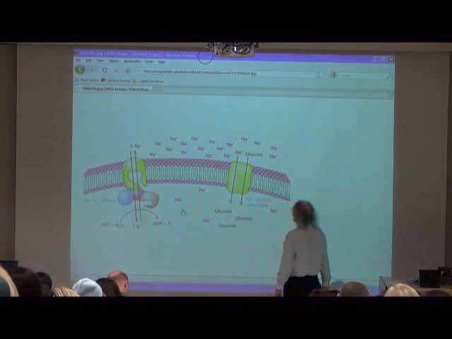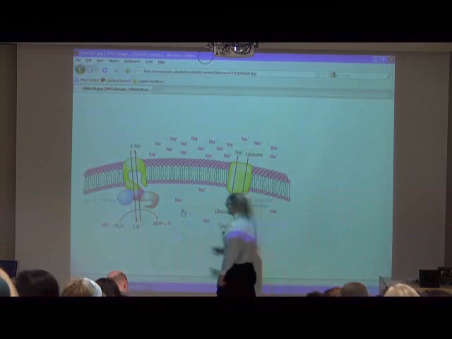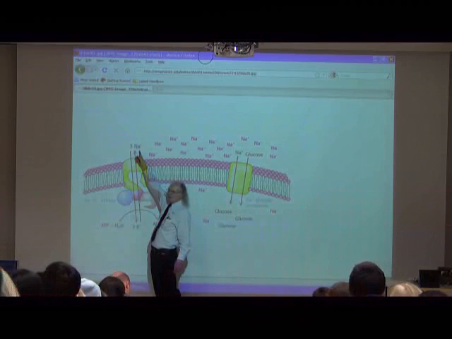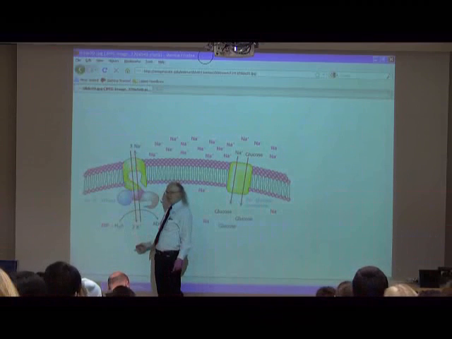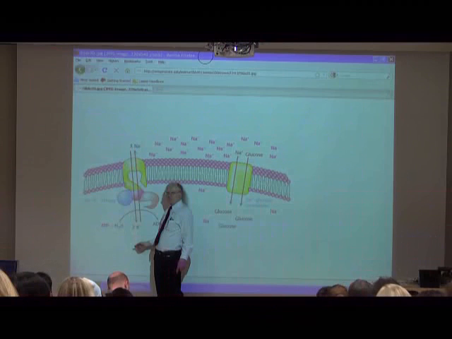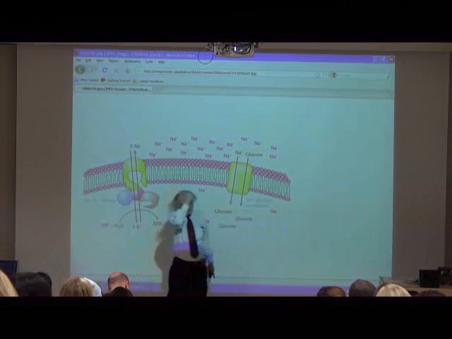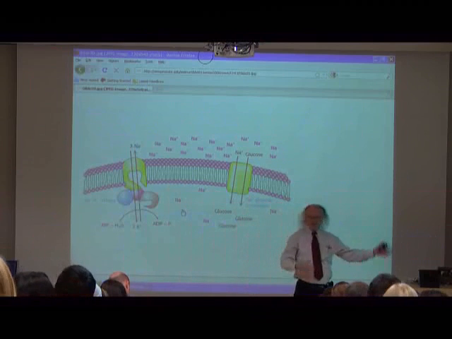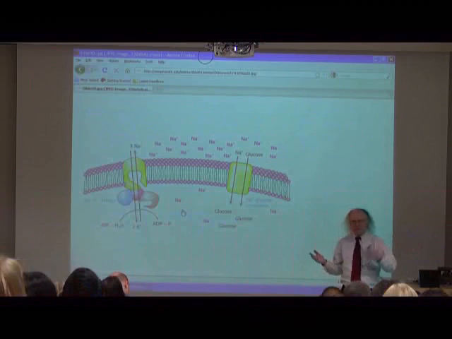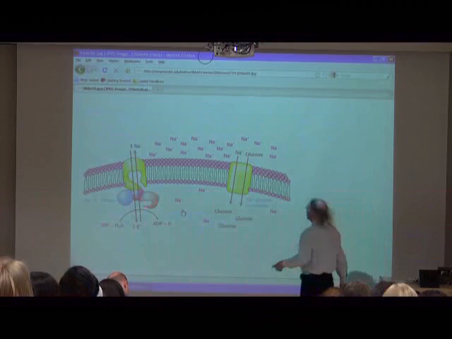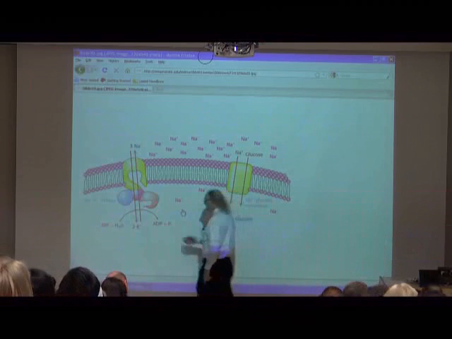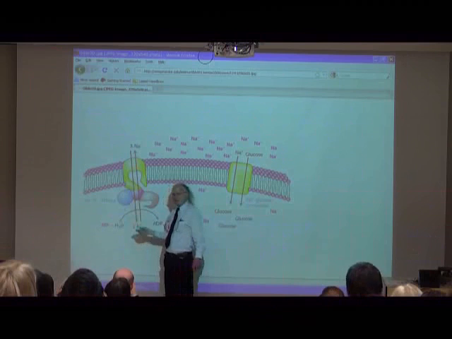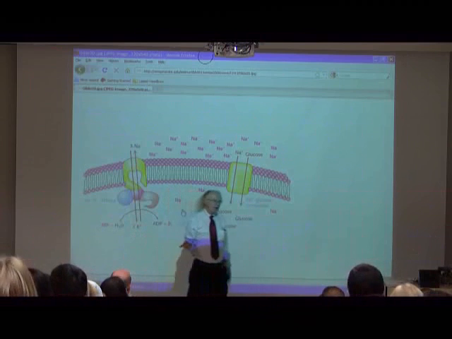Okay? Now, first of all, notice that it's an antiporter. It is kicking three sodiums out and two potassiums in. I'm not going to go through the mechanism. They're all very similar. Step by step, you ultimately end up with three sodiums out, two potassiums in. You might wonder, why in the world do cells do this? Why do cells want to kick out sodium and bring in potassium? Every cell in your body is doing this.